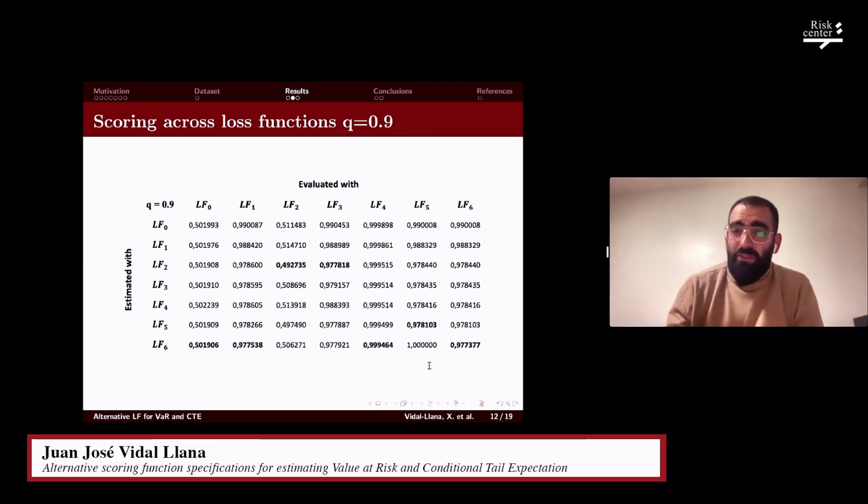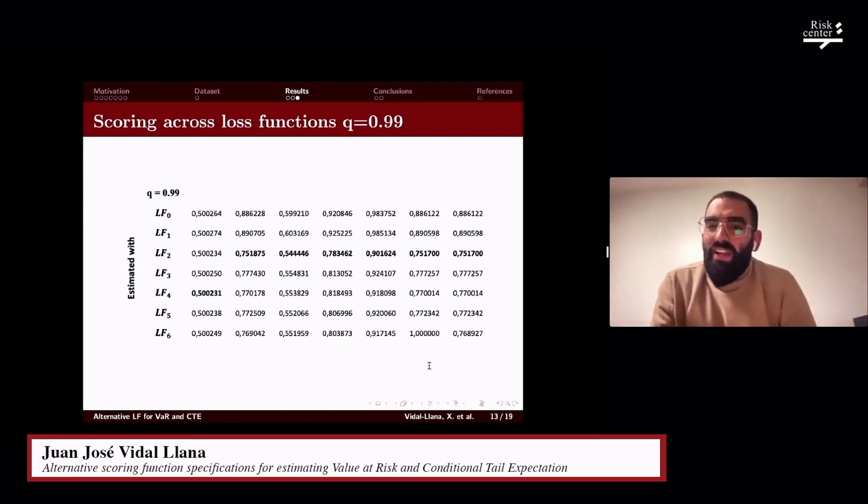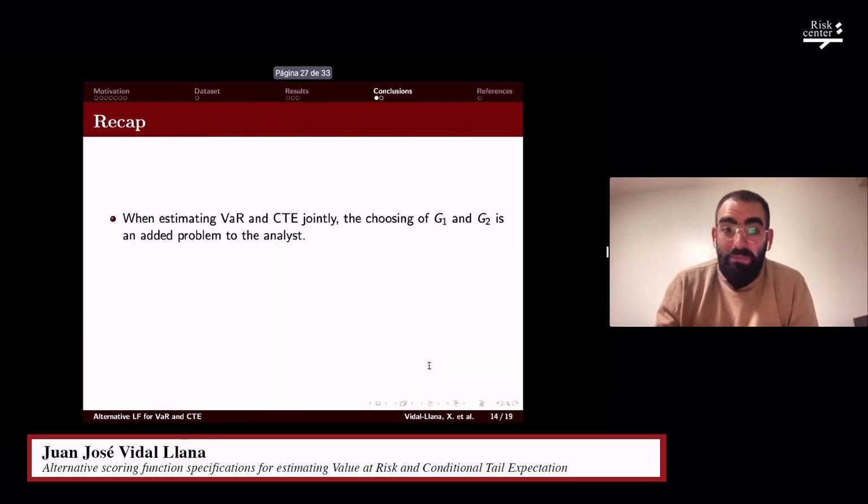We have done in our study for 0.925, 0.95, 0.975, and 0.99. And what happens when we are moving up in the quantile level is that loss function 2 starts to shine. For the quantile level 0.99, 6 out of 7 loss functions give it as the best approximation, the best scoring model. So it's straightforward. The results speak for themselves.